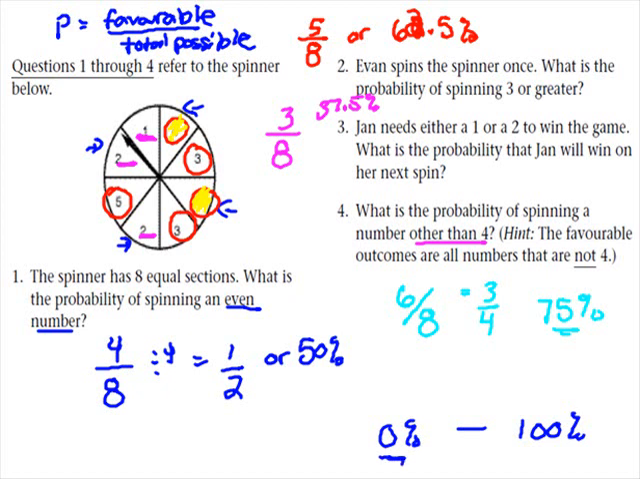And 100% chance would be something that is for sure going to happen. For example, what is the chance that you will spin a number that is 1, 2, 3, 4, or 5? Well, that's a 100% chance because all 8 sections are an option then.